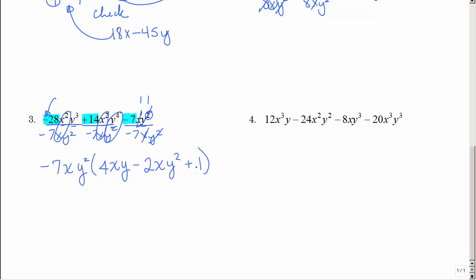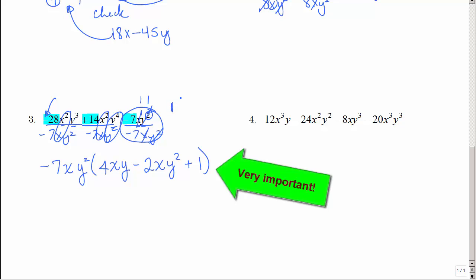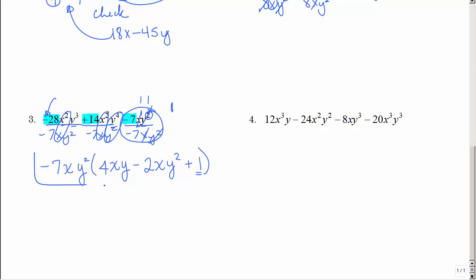If you don't put that 1 there, it's wrong. When we divide, you get 1. You don't get 0. So that 1 has to go there. And again, you could check, but I'm telling you again, it's not a 100% guarantee check. If you multiply this back out, you should get back out what you started out with.